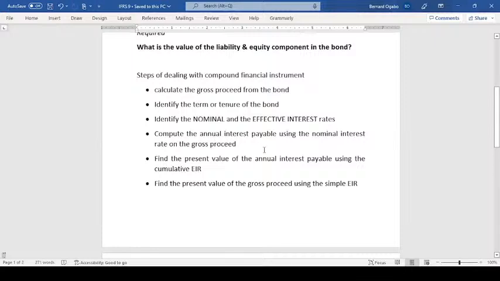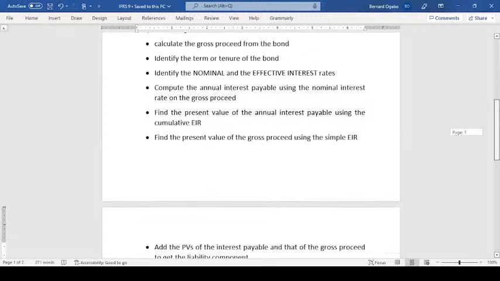Don't forget that you need to identify the nominal and the effective interest rate. When you want to calculate how much interest will be paid annually on this bond, you calculate that annual interest payable using the nominal interest rate. The next step is you find the present value of the annual interest payable using the cumulative effective interest rate, and you find the present value of the gross proceed using the simple effective interest rate. EIR stands for effective interest rate.